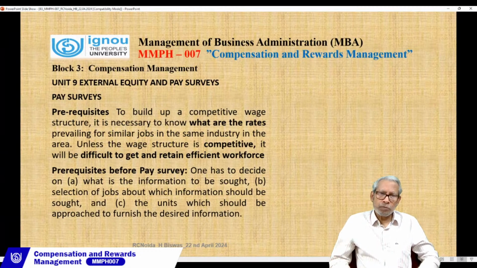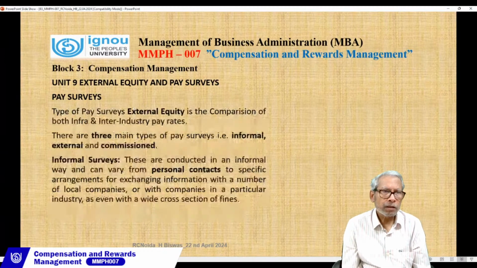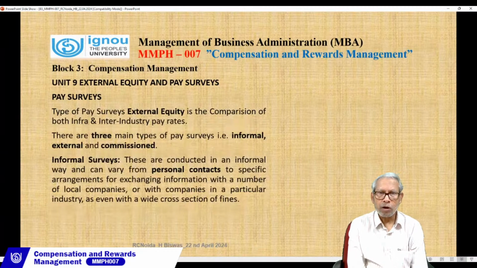Prerequisites before the pay survey, because a pay survey is required; only then can you make a pay structure. What are the prerequisites? Your information to be shown, your job accounts, which information should be sought out, and the units which should be approached to furnish the desired information. Now, some type of external equity, which is the comprehension of both intra and inter-industry periods.